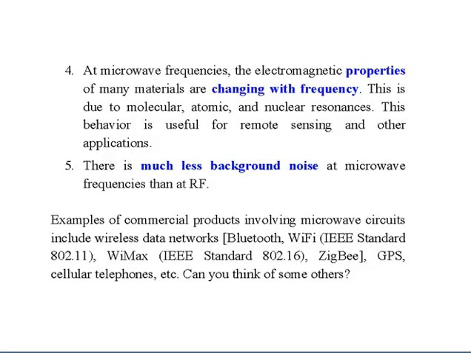For wireless data networks that use microwave frequencies, we have Bluetooth, Wi-Fi that uses the IEEE standard 802.11, and then we have WiMAX that uses the IEEE standard 802.16, Zigbee, GPS, cellular telephones, and many more. These applications are using microwave frequencies. Can you think of some others? Maybe in the next class, you can tell me what the actual frequencies used by all these applications are.